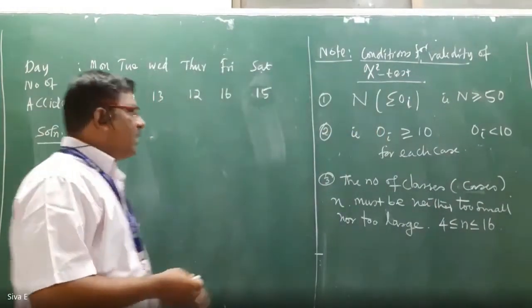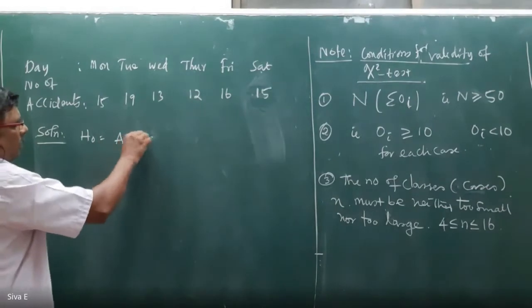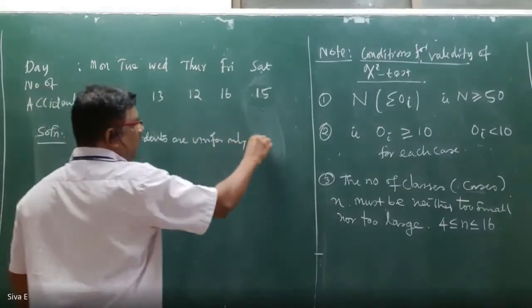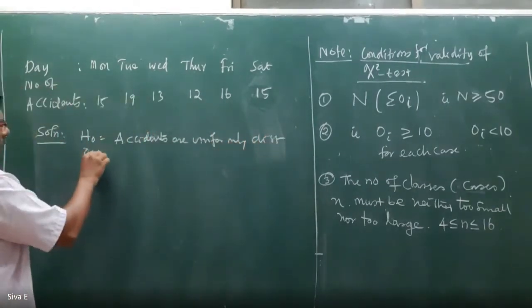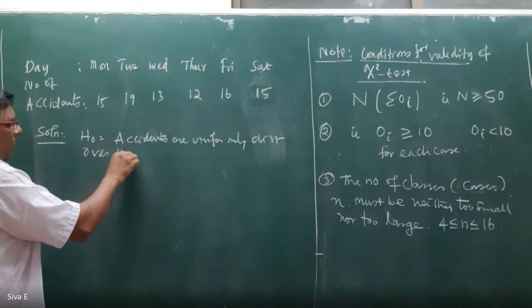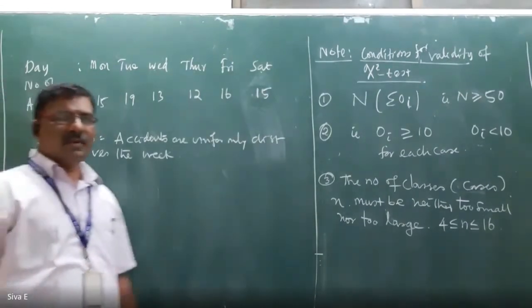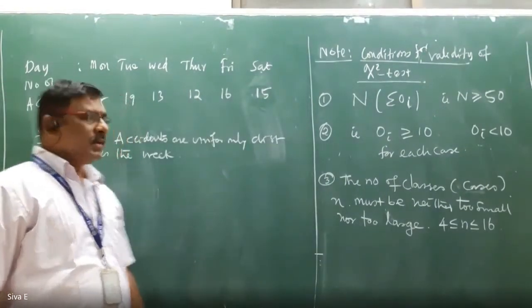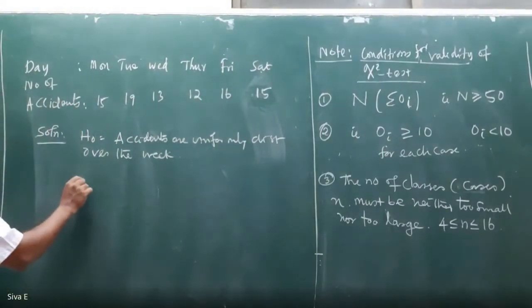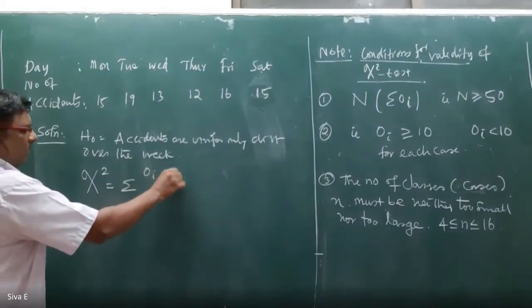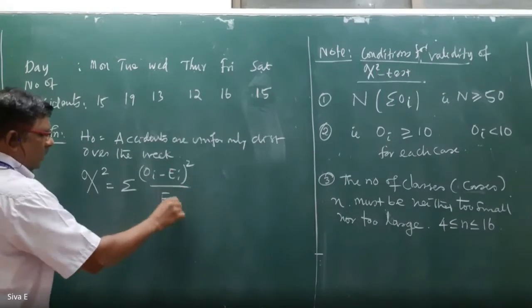Therefore, we can write H0 as accidents are uniformly distributed over the week. The alternative hypothesis is no need, because it is the conjugate, that means the complementary statement of the null hypothesis. For the chi-square, no need to write H1. Write only H naught. That is enough. Then write the chi-square formula: summation of (OI minus EI) whole square by EI.